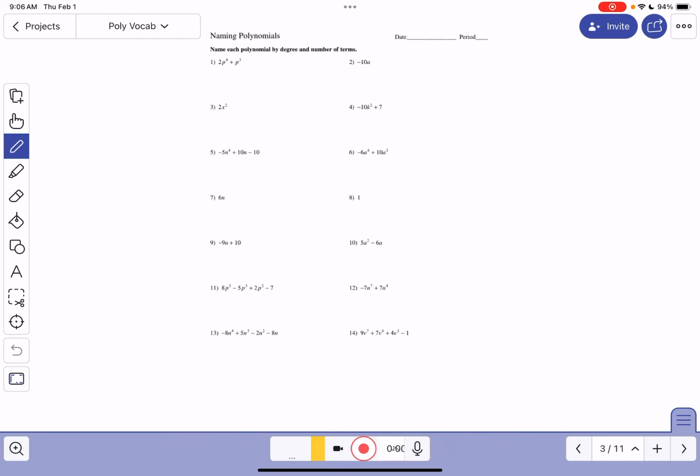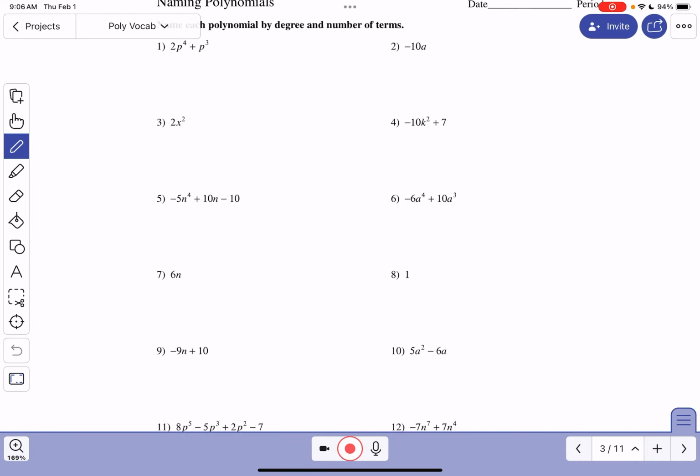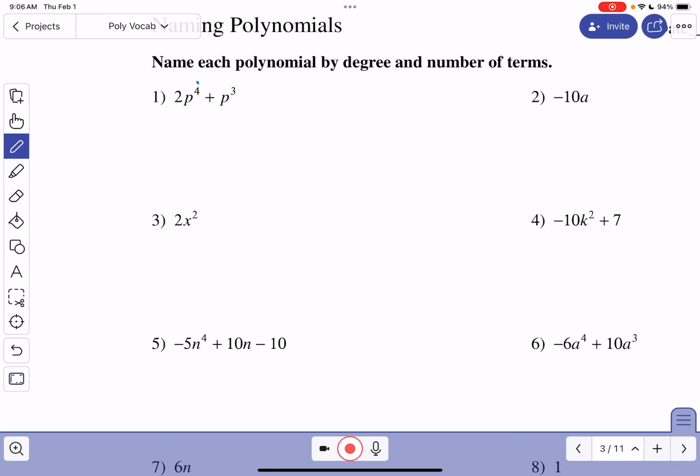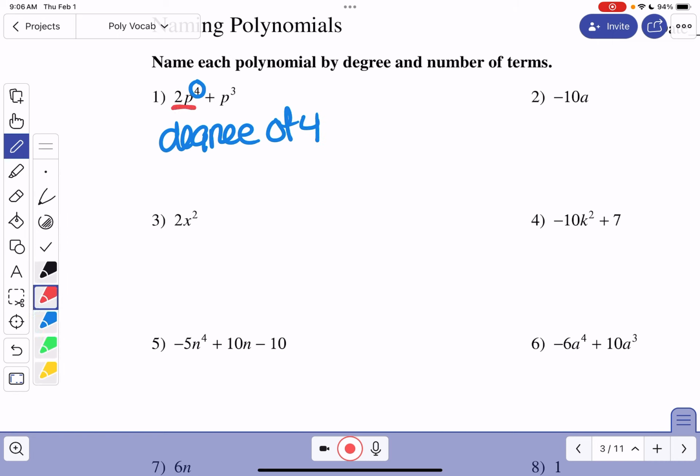So if we go to page 3, let's look at number 1. Number 1, the highest exponent is 4, so it's a degree of 4. And then we look at our terms. Well, we have 1 here and 1 here. That's 2 terms, so it's a binomial.